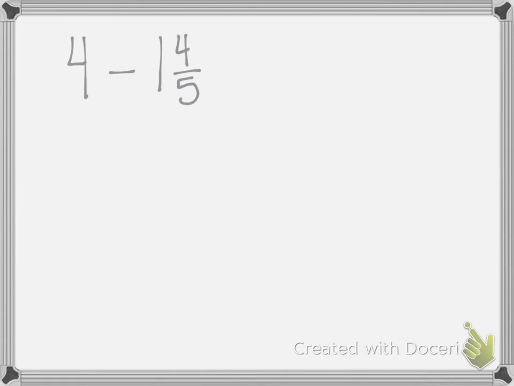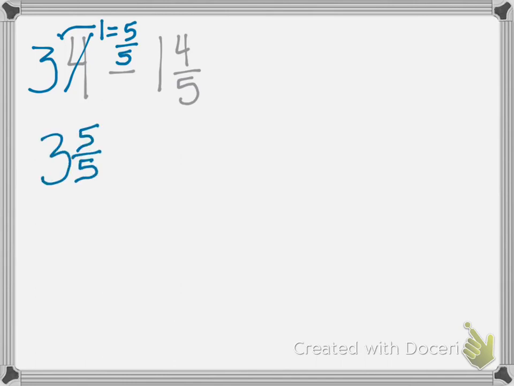So we will borrow from the 4. We'll turn that into a 3. Now we just took a 1 out of the 4. And we're going to turn that into a fraction. Now remember, any number over itself equals 1 whole, so we can make it any number we want. So we might as well make it 5 over 5. That way our denominators are the same. So now we have 3 and 5/5, which is the same as 4, minus 1 and 4/5.